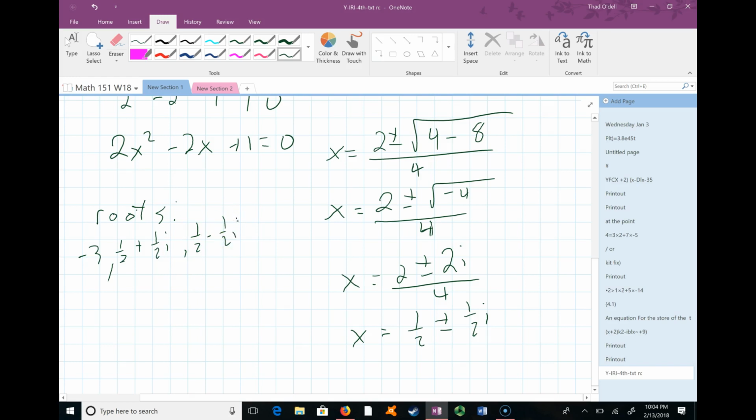In another video, I talked about these imaginary numbers and how they come in conjugate pairs. So if you haven't learned about that, that's something you should definitely watch that video. So there's your 3 roots. Negative 3 is a rational root, and then 1/2 plus 1/2 i and 1/2 minus 1/2 i are imaginary roots. You can see -3 as an x-intercept on the graph. Those imaginary roots do not show up as x-intercepts.